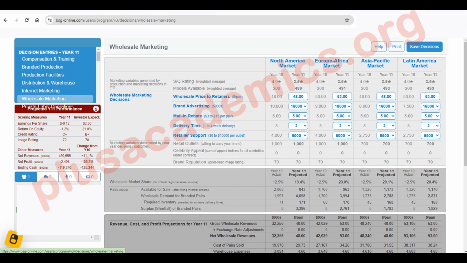So before we do anything, let us go back to wholesale marketing, and based on a BSG based strategy, Year 11 decision, especially because we have selected a low cost strategy, we need to manage our prices well, especially the wholesale prices, to be concurrent with the strategy that we are following. And this works like this: if you are using low SQ rating strategy that is low cost, you're supposed to manage your prices very well, both in the wholesale marketing section and also internet market section.